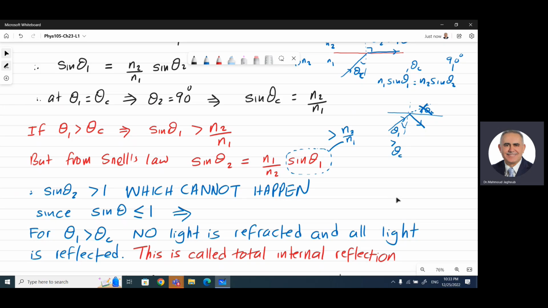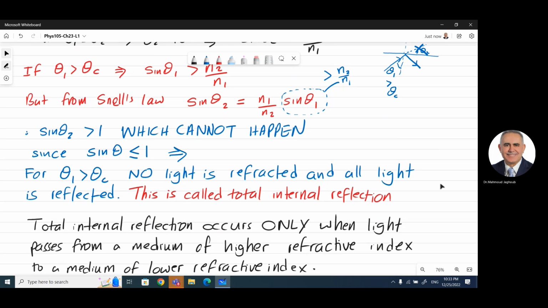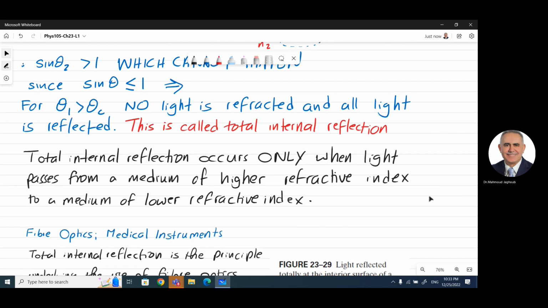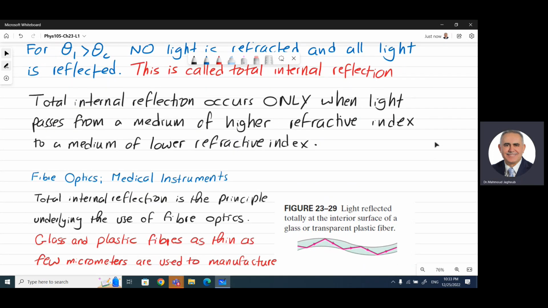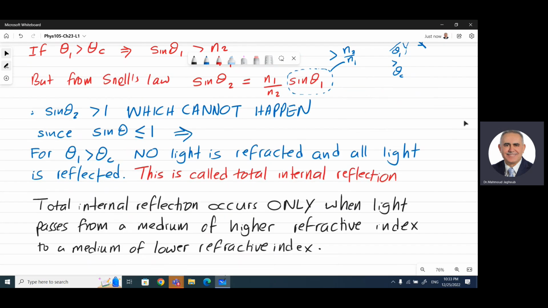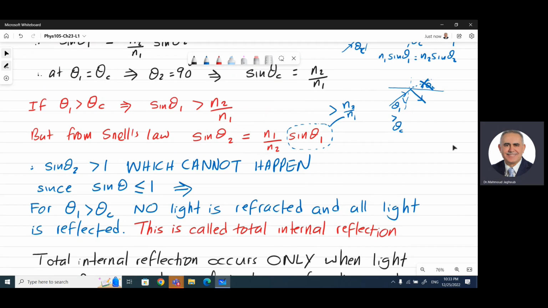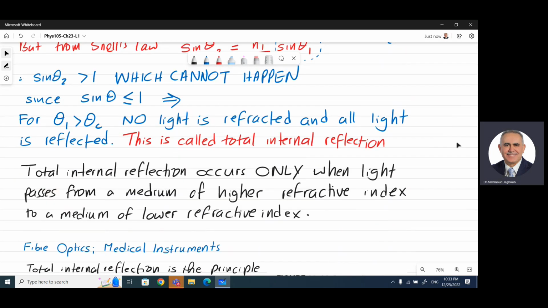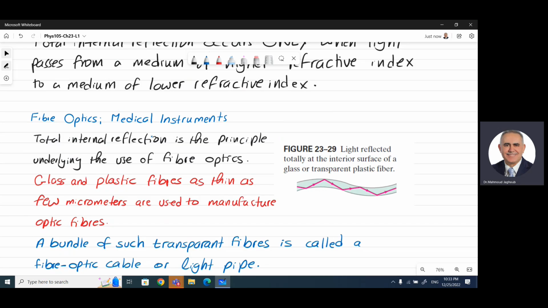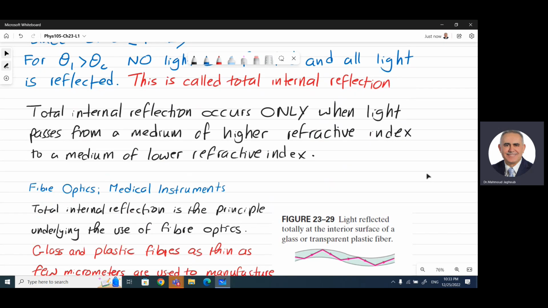I think this point should be clear now. Total internal reflection has applications, as I told you, very very important applications. What does this mean? It has very important applications in communications.